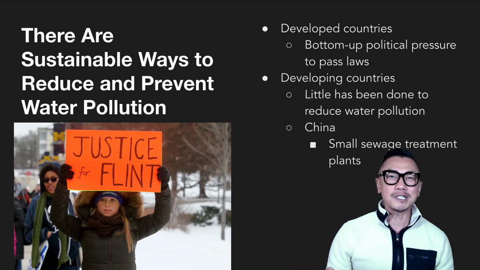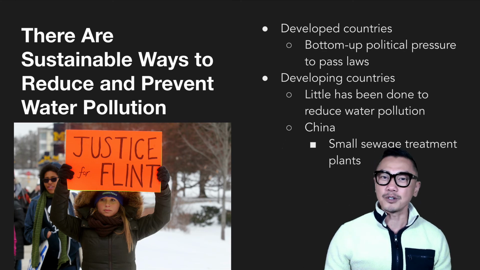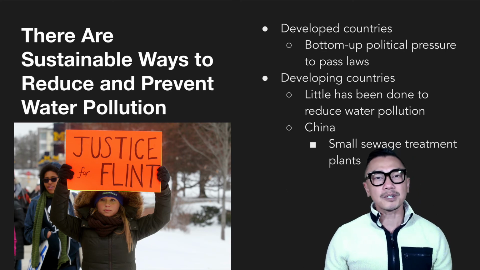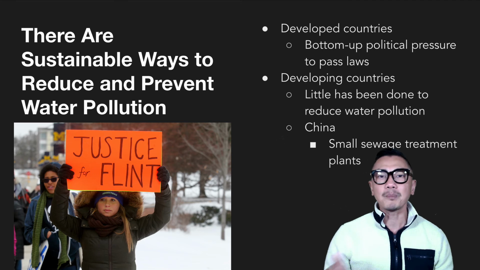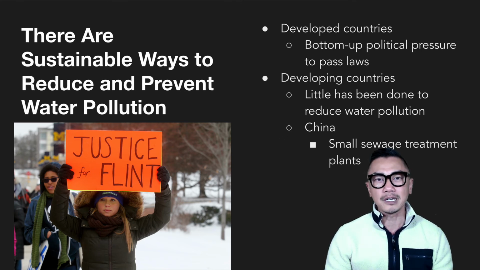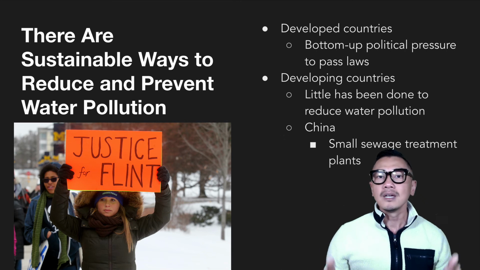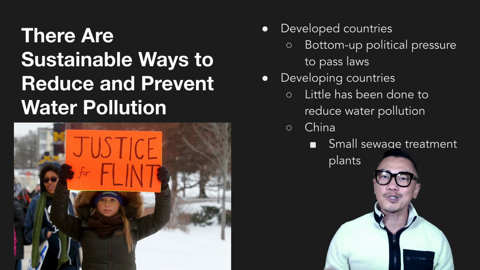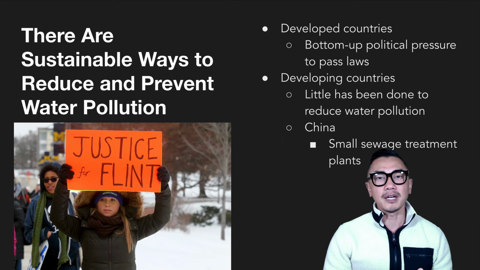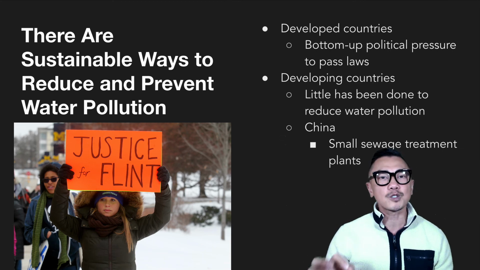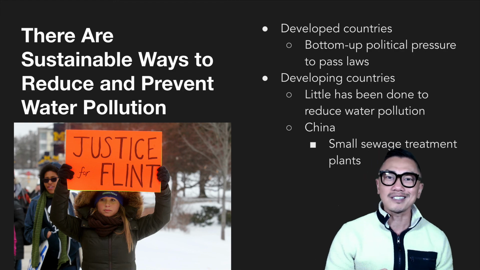National efforts to clean up water pollution differ from country to country. In developed countries, there has been bottom-up political pressure from the citizenry to pass laws that will maintain water quality. In developing countries, little has been done to reduce water pollution. One exception is China. China has plans to provide all its cities with small sewage treatment plants that can take wastewater, process it, and return it back to the urban water supply.